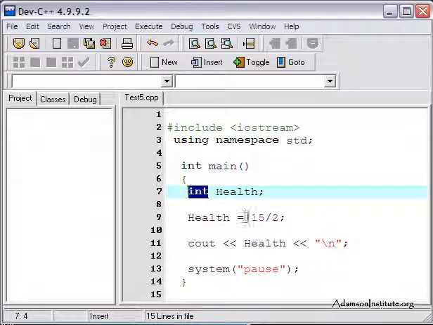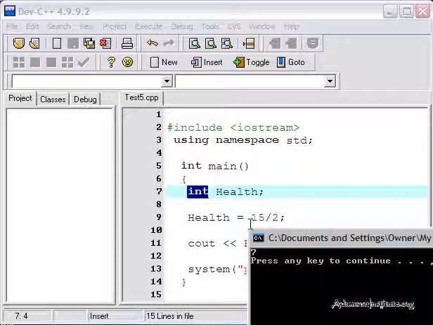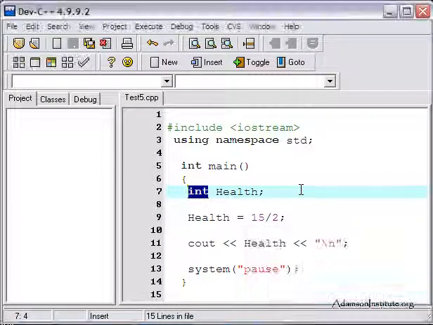I'm telling the compiler that health can only be whole numbers. So what it does is that it actually truncates. It ignores the decimal point. So it will not display any decimal points at all. If I want to have it display decimal points, I have to use a different data type called a float. And we'll be covering that later.